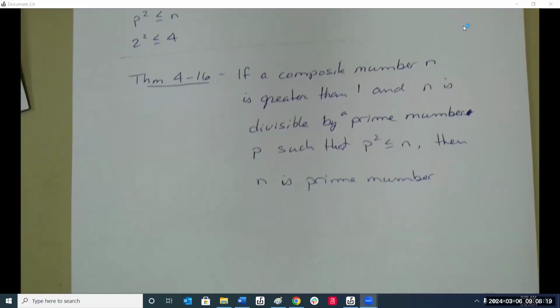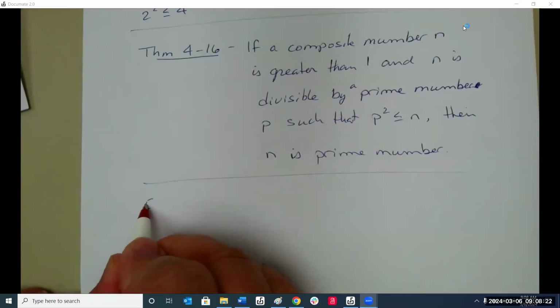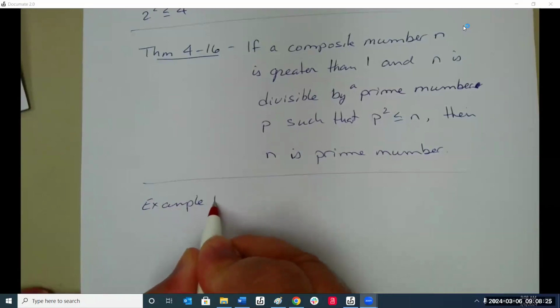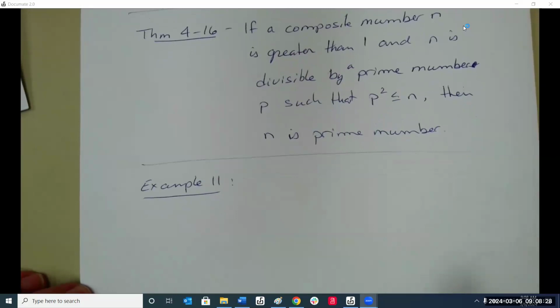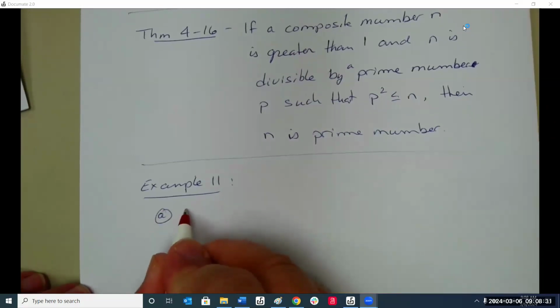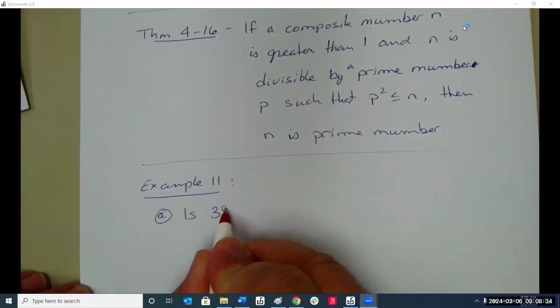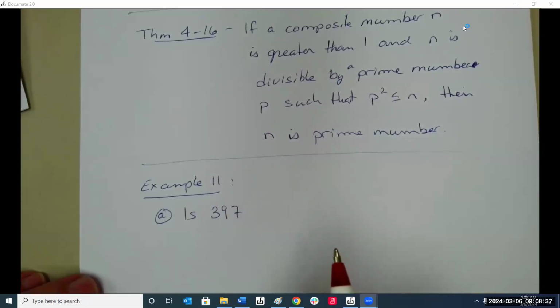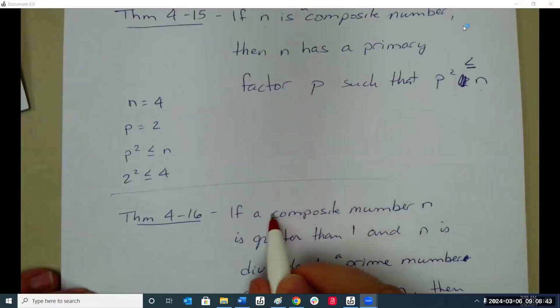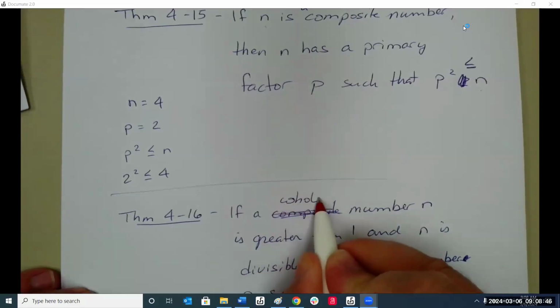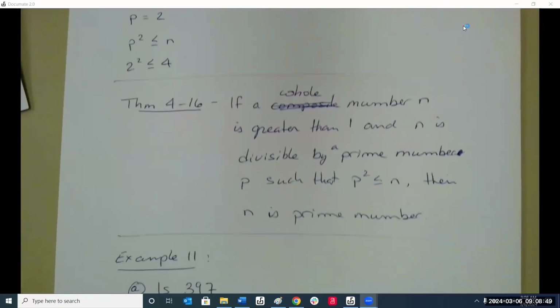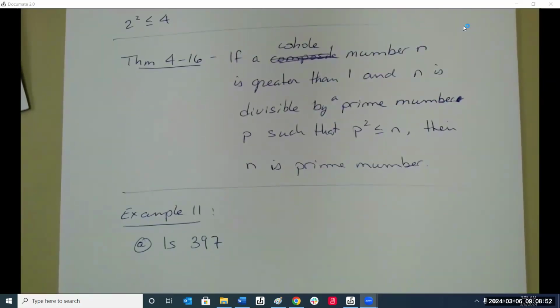Let's look at the examples here. Example 11, where it says if A is a composite number, wouldn't it be a whole number, not a composite number? Oh yeah, it's a whole number. The reason that's important is because we have to limit ourselves to the whole number domain, from 0 to infinity, because in the next chapter we're going to increase it to all integers.